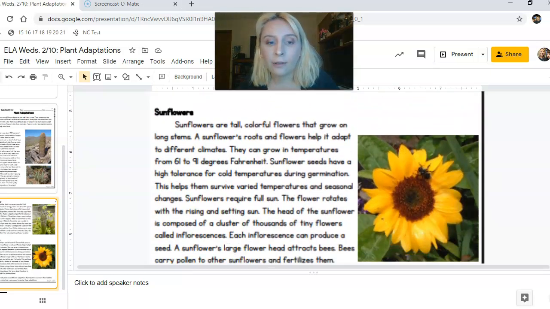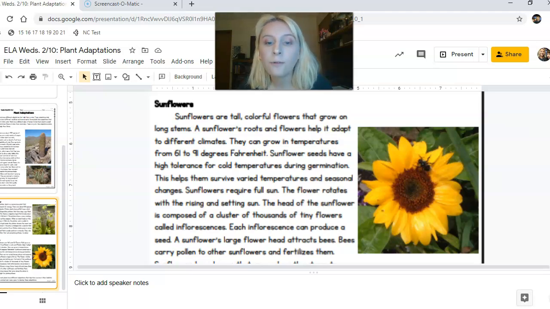All right, sunflowers. Sunflowers are tall, colorful flowers that grow on long stems. A sunflower's roots and flowers help it adapt to different climates. They can grow in temperatures from 61 to 91 degrees Fahrenheit. Sunflower seeds have a high tolerance for cold temperatures during germination. This helps them survive varied temperatures and seasonal changes. Sunflowers require full sun. The flower rotates with the rising and setting sun. The head of the sunflower is composed of a cluster of thousands of tiny flowers called inflorescences. Each inflorescence can produce a seed.